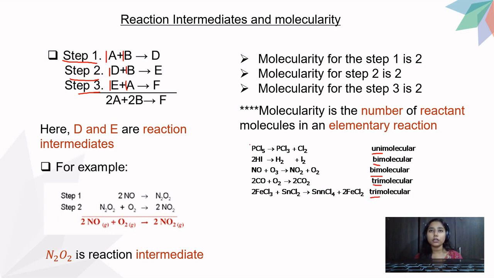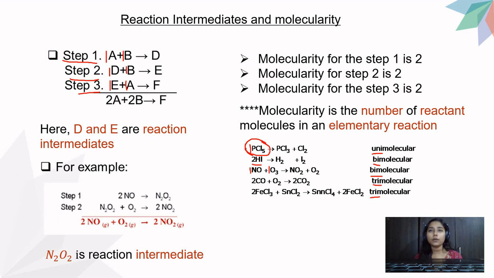How does this become unimolecular? Because in the reactant, the total number of molecules is 1. This whole molecule is counted as one single molecule, so it is unimolecular. Here the total number of reactant molecules is 2, so it is bimolecular. Here the total number of molecules again is 2. How is it 2? One molecule of NO and one molecule of O3. So the total comes to 2, and in words you can write it as bimolecular.